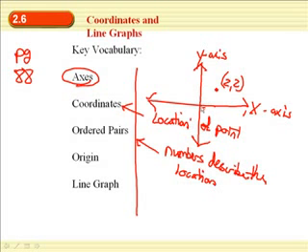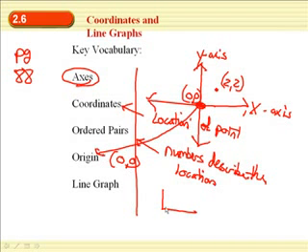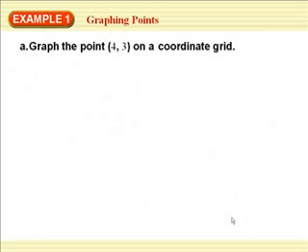Okay, the origin is right here at 0, 0. Okay, the origin is 0, 0. Okay, and a line graph is just a visual representation. Instead of a bar graph, it's a graph like this. A graph, instead of bars, that uses lines. Okay, so let's go through and look at some coordinates and some different things.